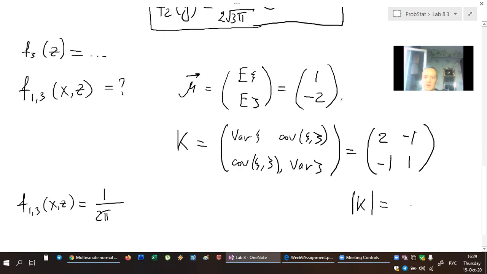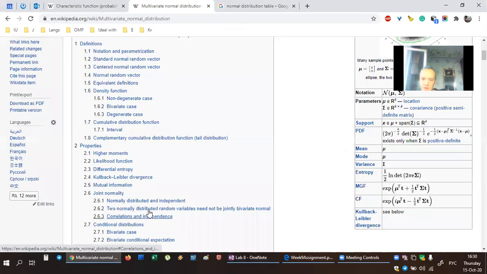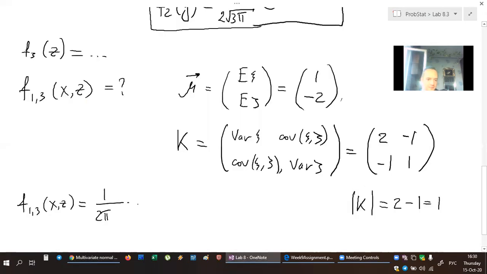Did someone already find it? 3. 3, really? I have 1. So 2 multiplied by 1 minus -1 multiplied by -1, it will be 1. Okay, yeah, 1. So we don't have to write anything else here in the denominator. Then we have to multiply this by exponent.